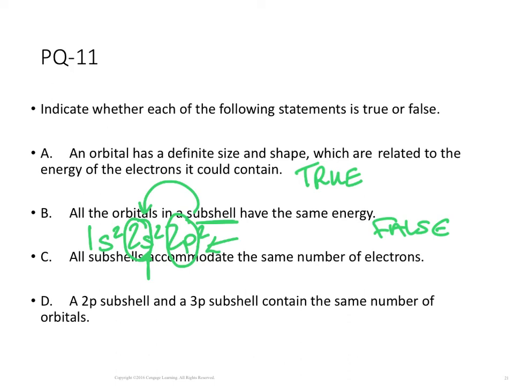C says all subshells accommodate the same number of electrons. This is going to be false. So if we go back to this previous example, the 2s subshell can hold 2 electrons. The 2p subshell can hold 6 total. So that's going to be a false statement. D: a 2p subshell and a 3p subshell contain the same number of orbitals. This is true, because there will always be 3 p orbitals in a p subshell, no matter which overall shell they are found in.